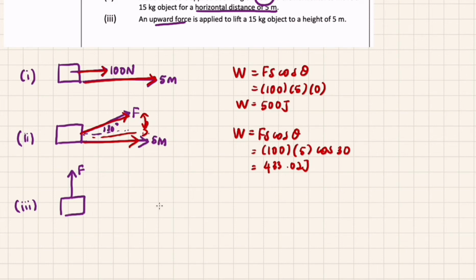So we will find the work done again. Work done equals Fs cos theta. Our force is 100 and our displacement is still 5 meter. The angle between the force and the displacement is 0. Cos 0, so again we get 500 joules. That is example number 1.